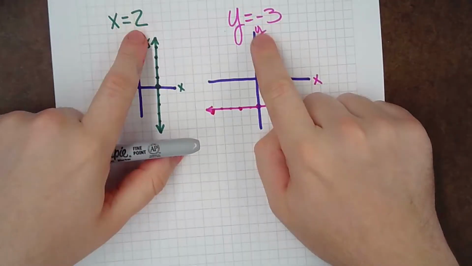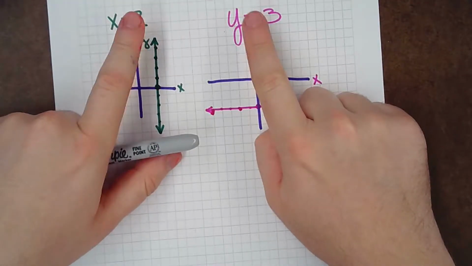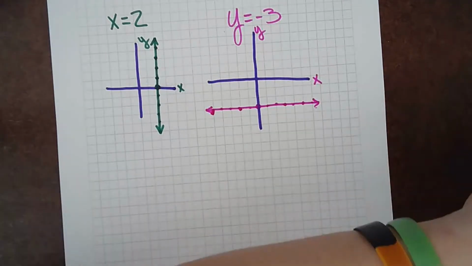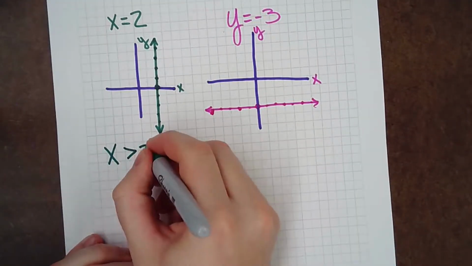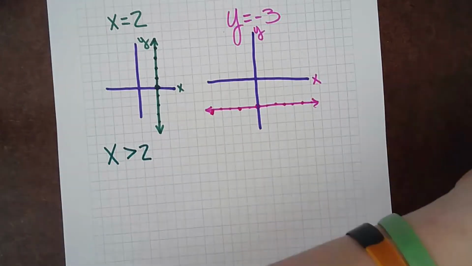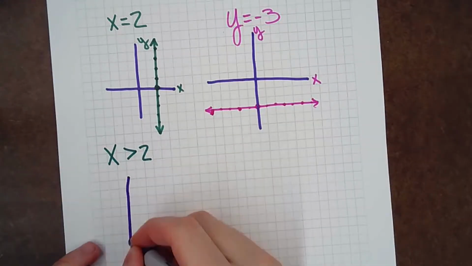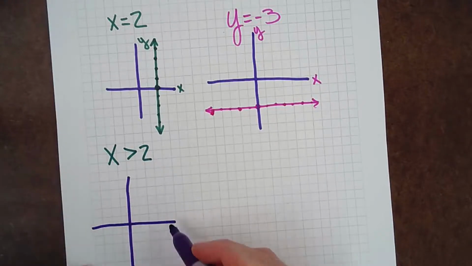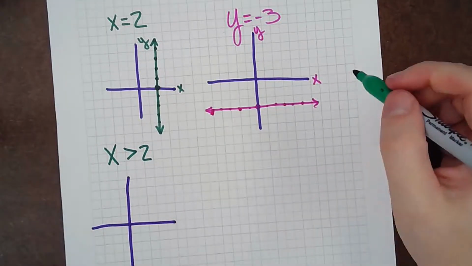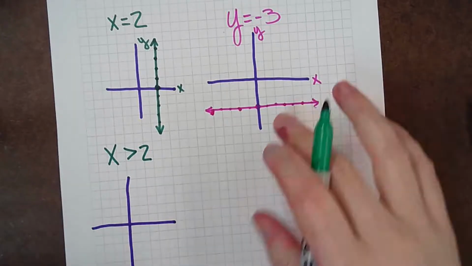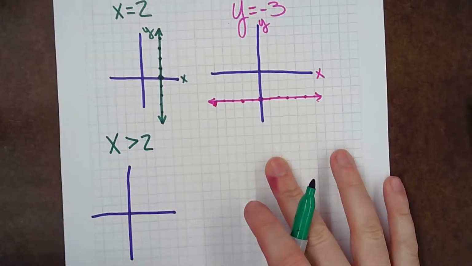So if we were to take these and make them inequalities, what we're doing is getting rid of the equal sign. So I'm going to do the same thing. This time, instead of x equals 2, I'm going to say x is greater than 2. So I'm going to draw my coordinate plane, just like before. And I'm going to graph this line just like I did. So for x is greater than 2, we're going to do something a little bit different.